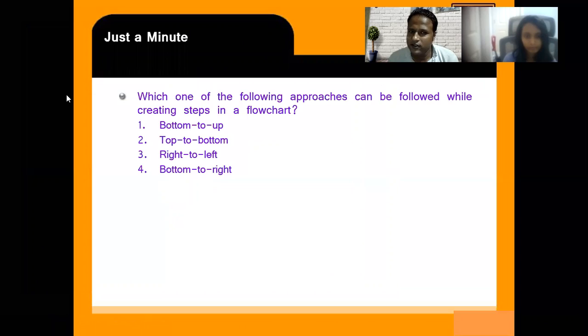Yeah, it's top to bottom, right? It is top to bottom because when we write the statement or read the statement, we read from left to right. So it follows left to right, top to bottom. So top to bottom is the correct answer. Clear? Yes, clear.